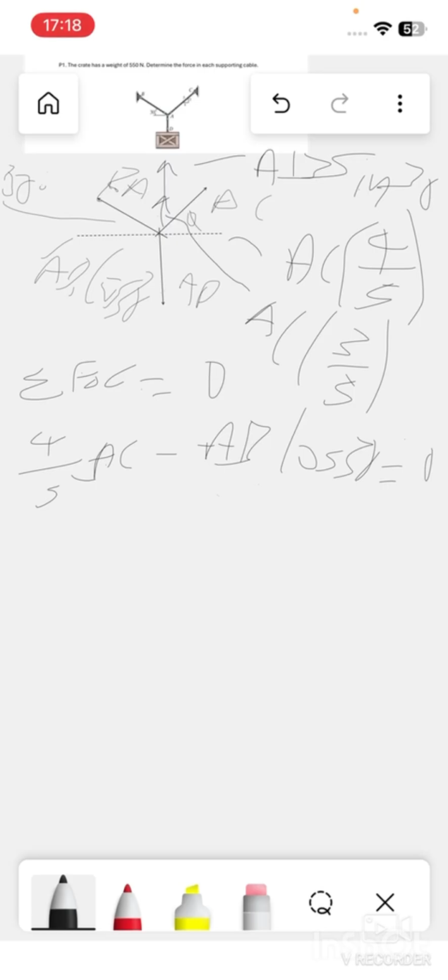Therefore we're going to make AC our subject of the formula, which is going to be AC equals 5 over 4 AB cos 30. Right?